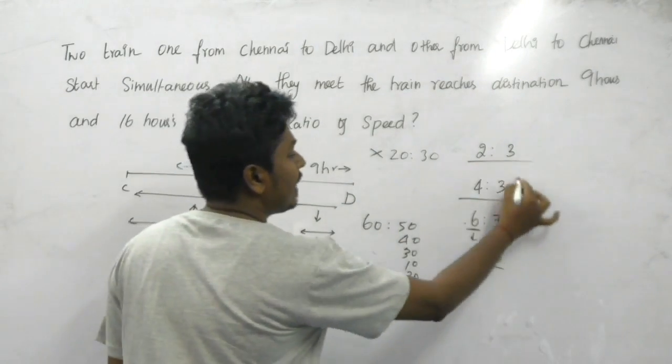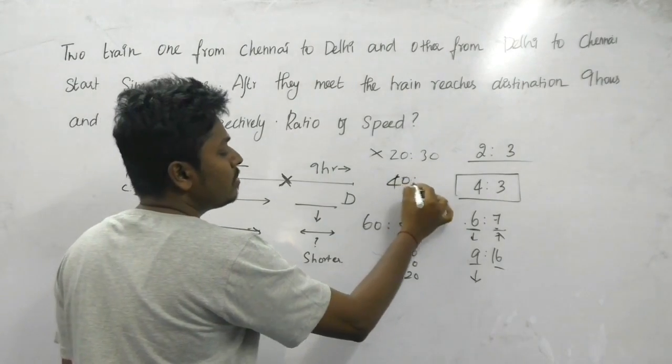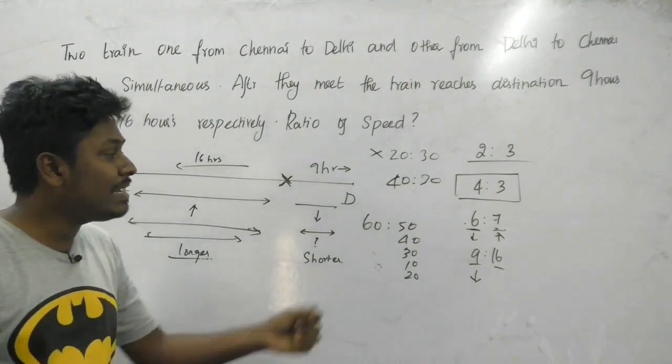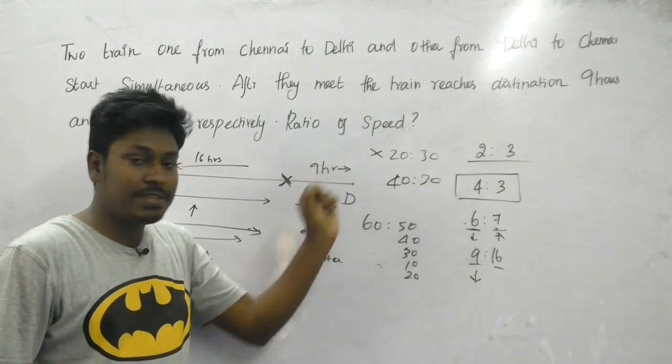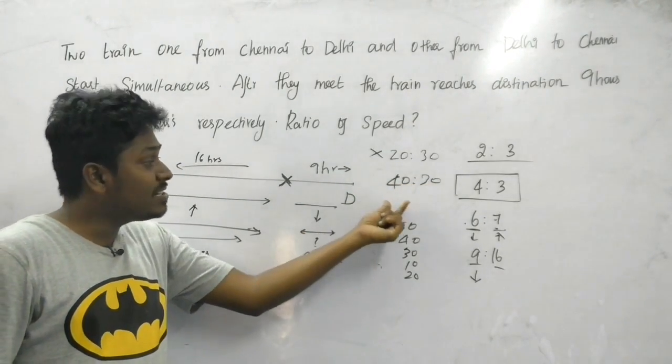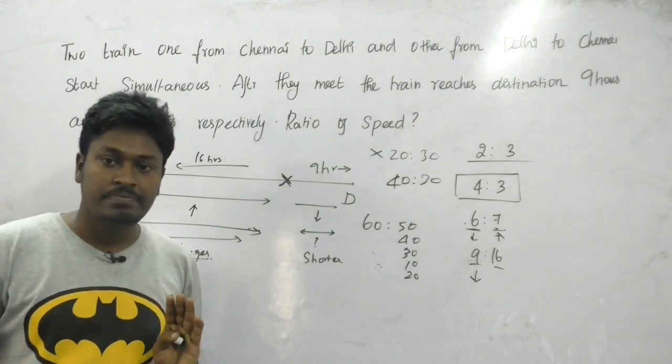How is it possible in this condition? Wrong. Go for the second option, 4:3. We can assume that 40:30. We can clearly say that the first train's speed is 40 kilometers and the second train's speed is 30 kilometers. I can assure that this option will be true.